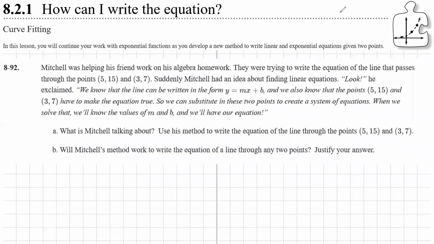Let's say we have 2 points, and we want to find the curve that goes through those 2 points. This is called curve fitting. So we have some x, y and another x, y, and we want to find the curve that fits through those 2 points. That's what we're doing today for 8.21. Okay, so for 9.2, we're going to start there.